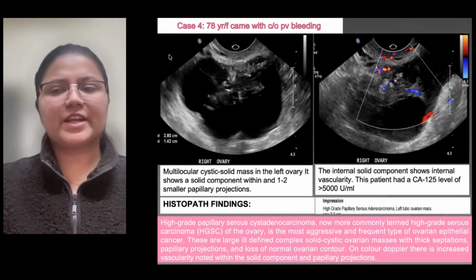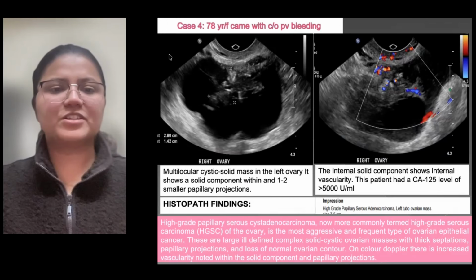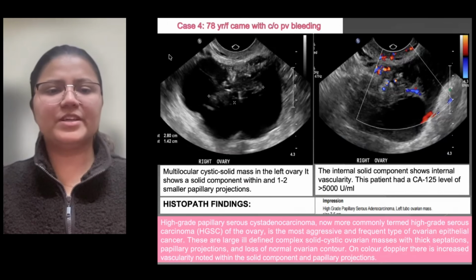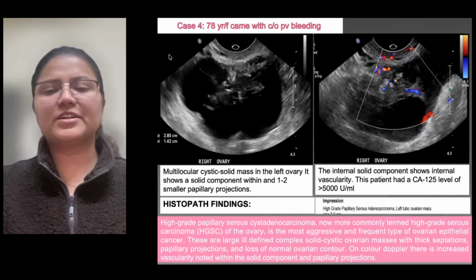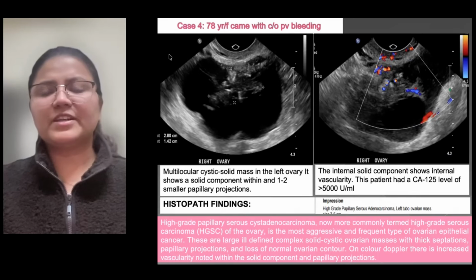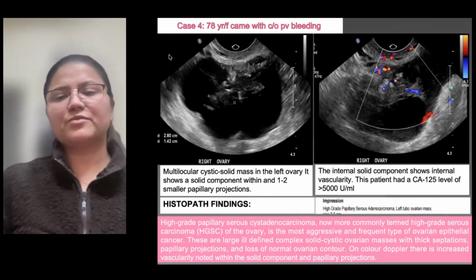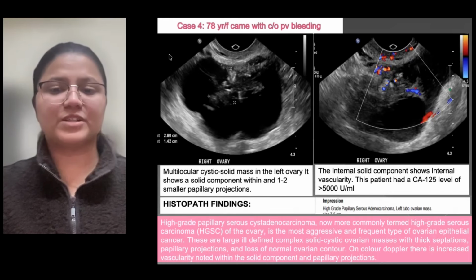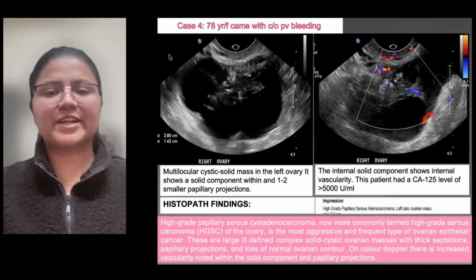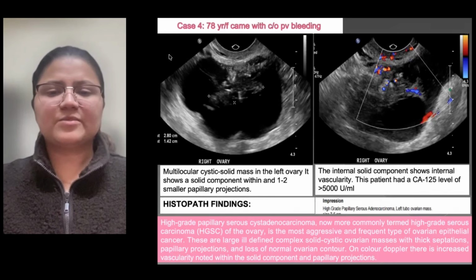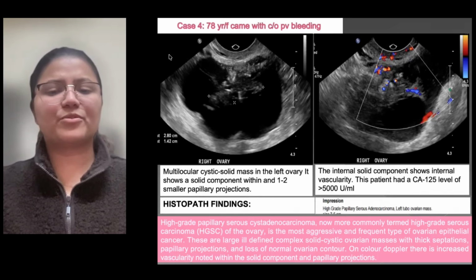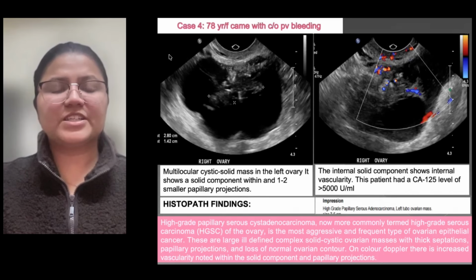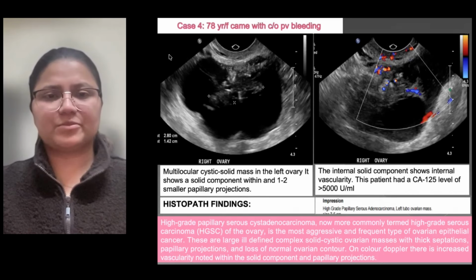Case 4 for today is a 78-year-old female with chief complaint of PV bleeding. First image shows a multilocular cystic solid mass in the left ovary. It shows a solid component within it and 1 to 2 small papillary projections. Second image shows that the internal solid component shows internal vascularity, and this patient's labs confirmed a CA 125 level of more than 5,000 units per ml. Histopath findings confirmed a high-grade papillary serous adenocarcinoma. These are the most aggressive, frequent type of ovarian epithelial cancers. They are ill-defined, complex, solid cystic ovarian masses with thick septations and show loss of normal ovarian contour. On color Doppler study, there is increased vascularity noted within the solid component and the papillary projections.